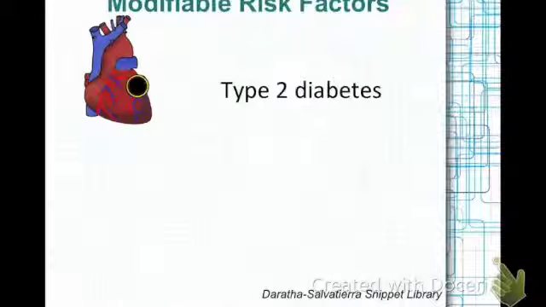Another modifiable risk factor is type 2 diabetes. Type 2 diabetes is considered modifiable because it often occurs in individuals who have other risk factors such as obesity, high cholesterol levels, high blood pressure, or who are physically inactive. The risk of developing type 2 diabetes also increases as people grow older. Although diabetes can't always be cured, controlling other risk factors certainly improves your chances for reducing the risk of type 2 diabetes.